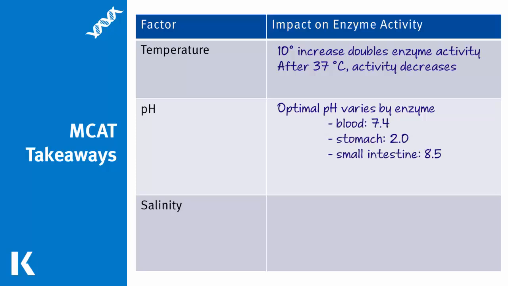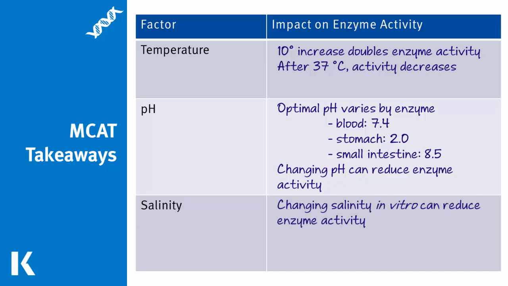We also examined the optimal pH for certain enzymes to function: 7.4 for enzymes in the blood, 2 for enzymes in the stomach, and 8.5 for enzymes in the small intestine. Remember, if the pH strays from the optimal value, the enzyme activity will decrease. Finally, we looked briefly at salinity and saw that this only affects enzyme activity in vitro studies.